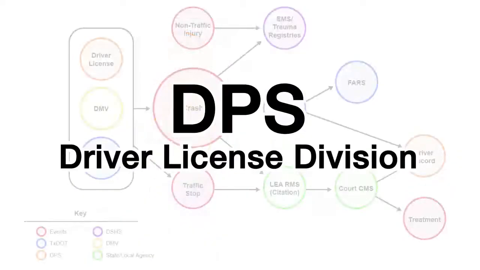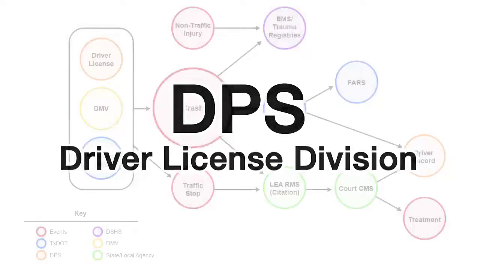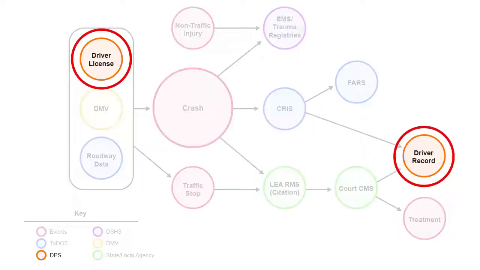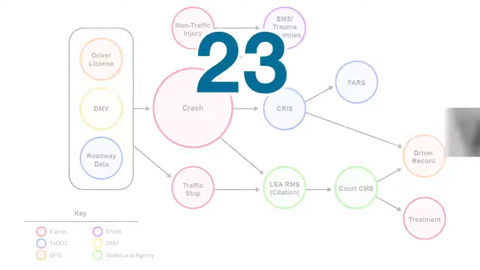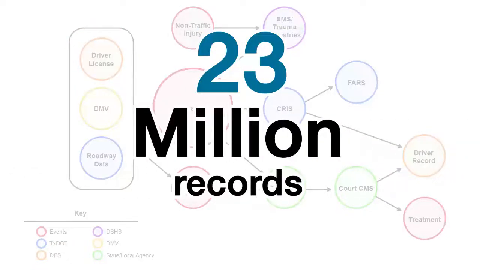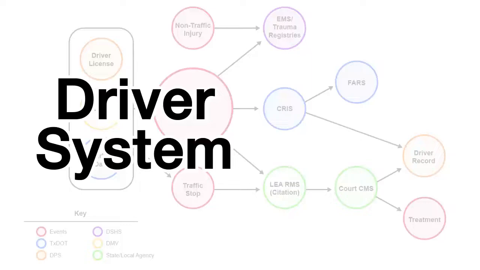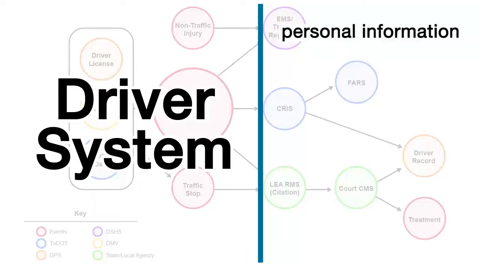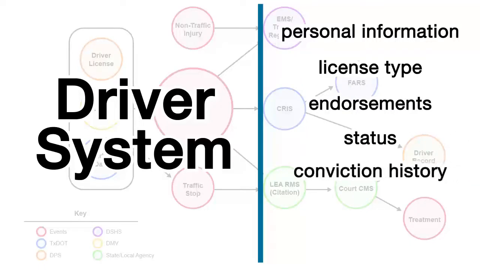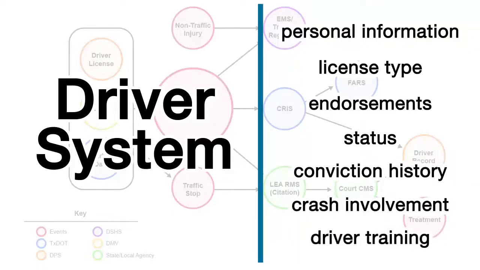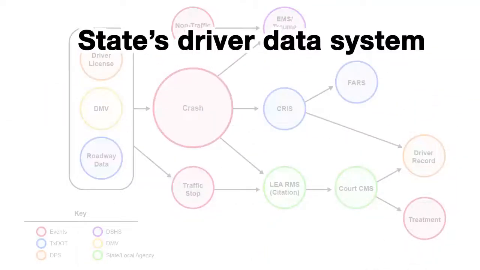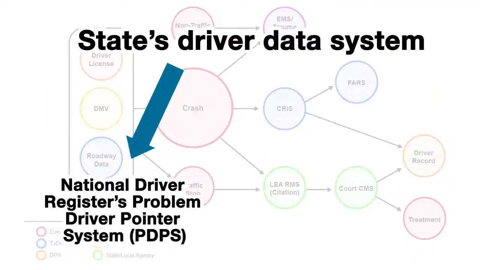The Texas Department of Public Safety Driver's License Division has custodial responsibility of the Texas Driver Data System, which contains nearly 23 million records. This database ensures you have up-to-date driver's license information when you have a traffic encounter. The driver's system maintains all critical information, including driver's personal information, license type, endorsements, status, conviction history, crash involvement, and driver training.